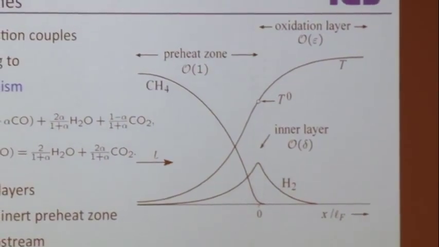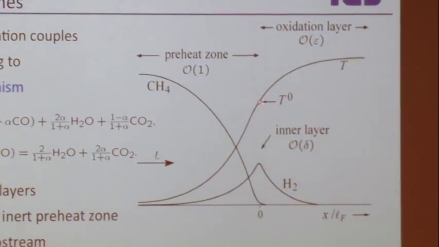Now we can define this ignition temperature very, very accurately. We say this is the crossover temperature. At the crossover temperature, this is where you form radicals, and this is where you consume CH4. So we call this the reaction zone, or the inner layer. This is the inner layer of the flame.